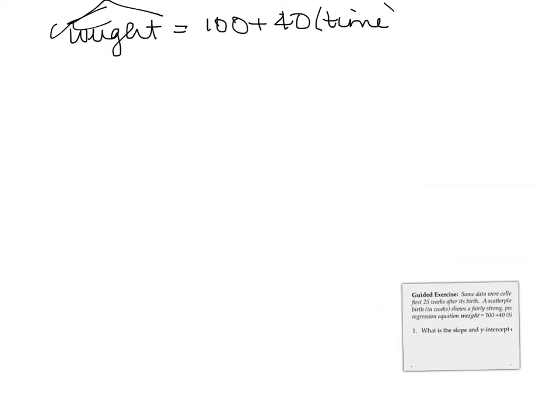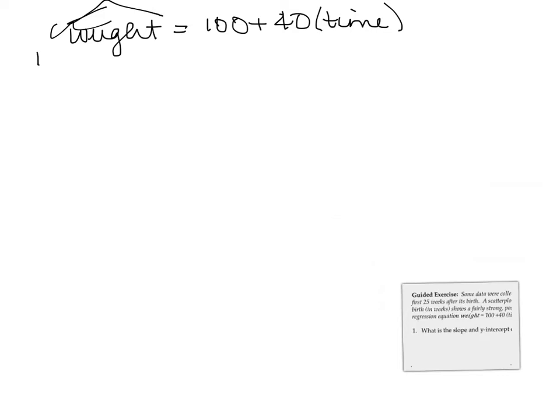So we're looking at rats in this little example. Some data were collected on the weight of a male lab rat for the first 25 weeks after its birth. A scatter plot of the weight in grams and time since birth in weeks shows a fairly strong positive linear relationship. The linear regression equation is weight hat equals 100 plus 40 times time. And it models the data fairly well.